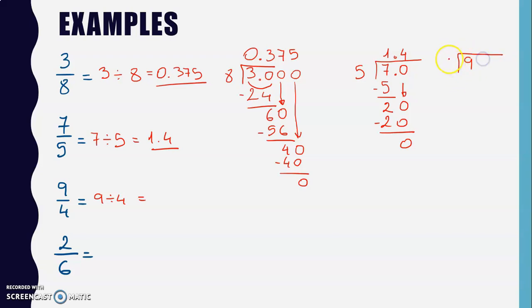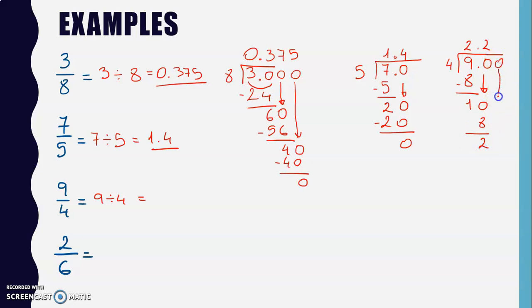9 divided by 4. 4 into 9 goes 2 times. 2 times 4 is 8. That leaves us with a remainder of 1. 9 minus 8 is 1. So we copy that decimal point and make use of a 0. And now we say 4 goes into 10 twice. 2 times 4 is 8. And that leaves us with a remainder of 2.